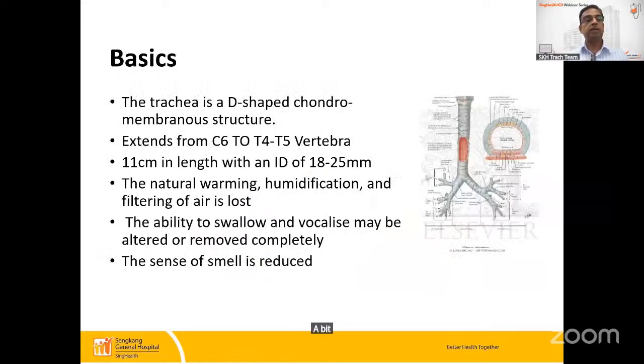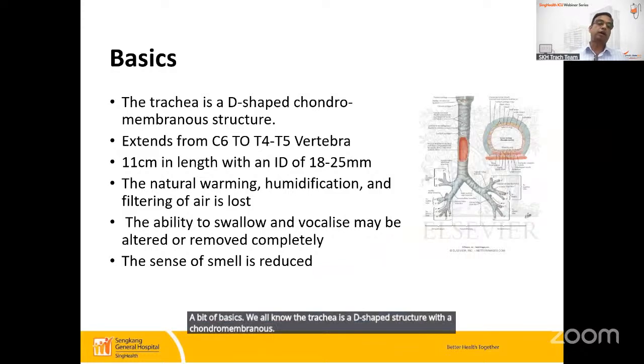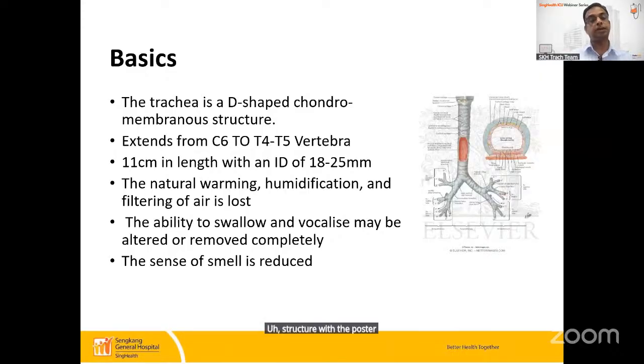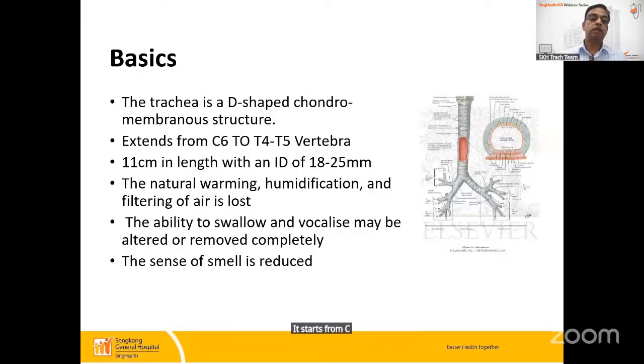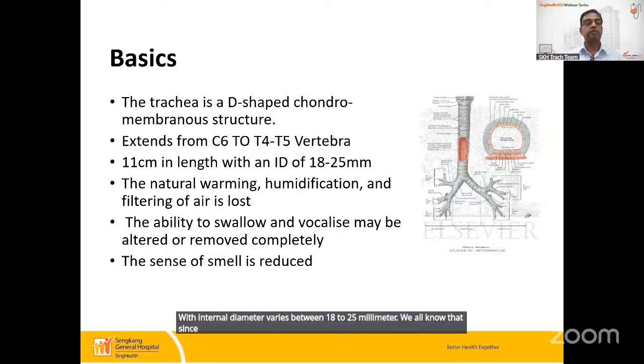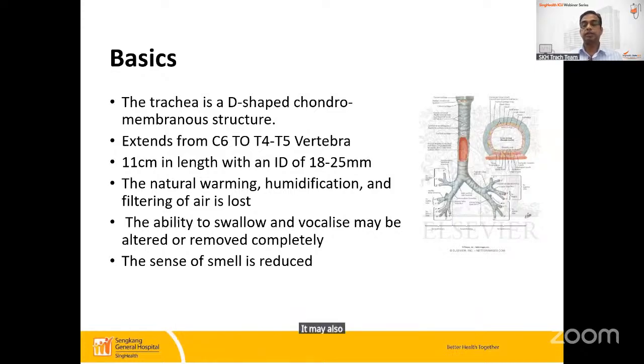A bit of basics. We all know that trachea is a D-shaped structure with a chondromembranous structure. With the posterior membrane, there is no cartilage. The anterior portion is covered by tracheal rings. It starts from C6 to T4. It's about 11 centimeters in length, with internal diameter varying between 18 to 25 millimeters. We all know that since it bypasses the upper airway, the natural warming, humidification, and filtering is lost. It may also alter the swallowing and vocalization, and it reduces the smell sensation.